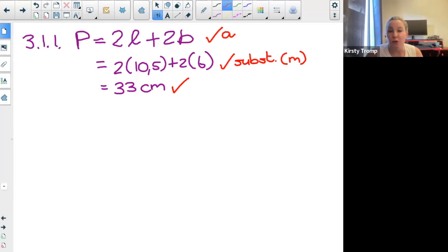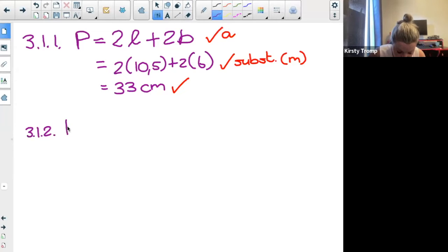Navuyo, you didn't do it the same way, but you got the right answer. Maybe you used a different formula. Maybe you used 2 open brackets, length plus breadth, or maybe you used length plus breadth plus length plus breadth. Of course, you'll get the same answer. All good. Okay, the second question I had up there was 3.1.2.